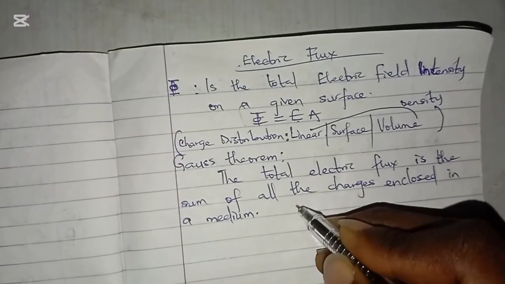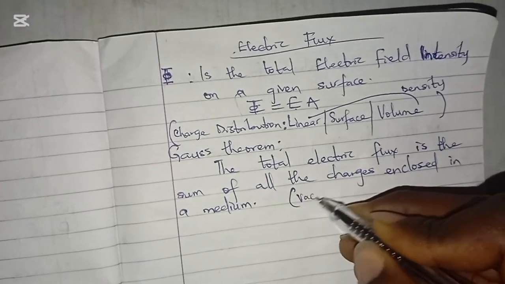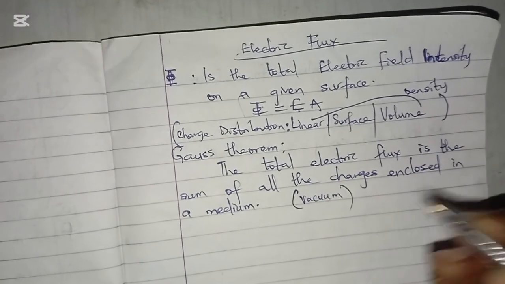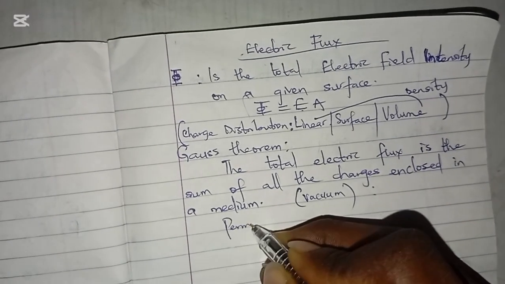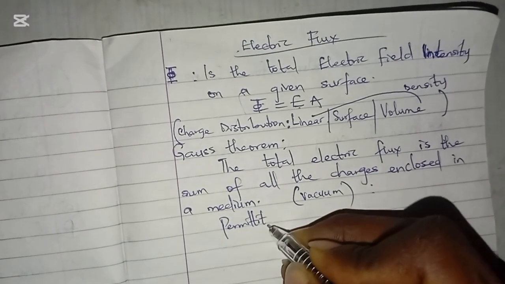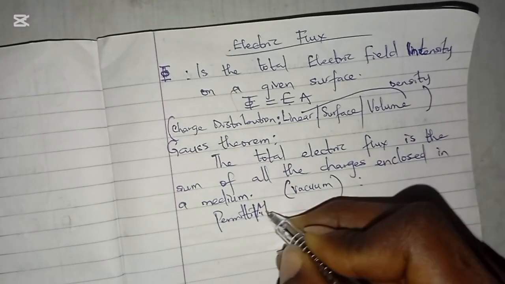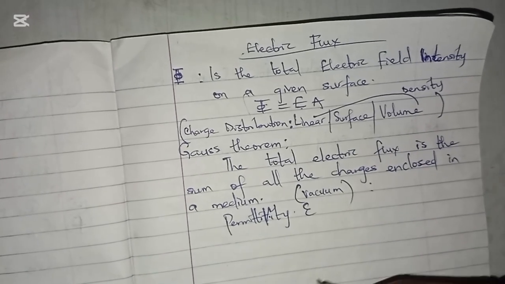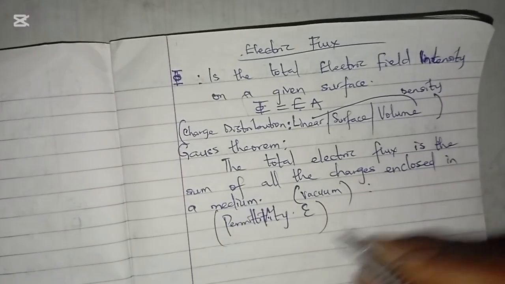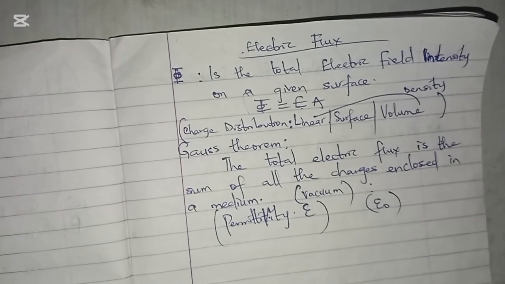And we know that in a medium, the most abundant medium is vacuum. In a medium there is something called permittivity. Once we talk about movement of electric field in a medium, permittivity. We know that permittivity is represented with epsilon. But once we talk about permittivity, there's something called permittivity of free space. We've talked about it before.